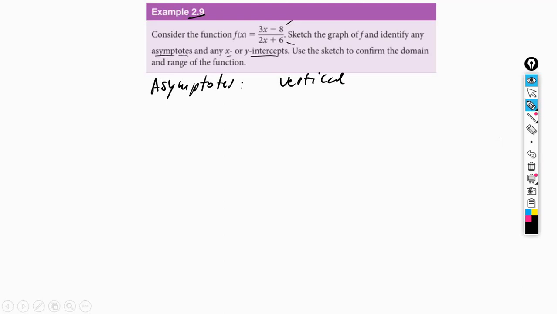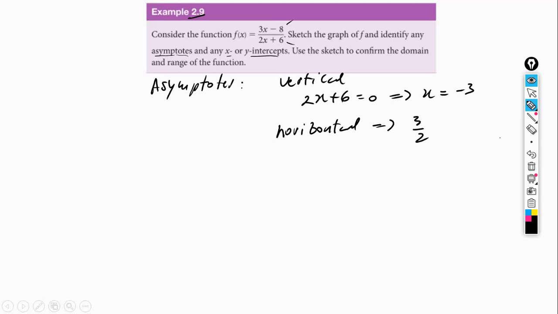So the vertical asymptote is going to be where the denominator equals 0. So if we equal 2x plus 6 to 0, the solution to this is x equals -3. So this is the equation of the vertical asymptote. For the horizontal, we can see that it's going to be 3/2.